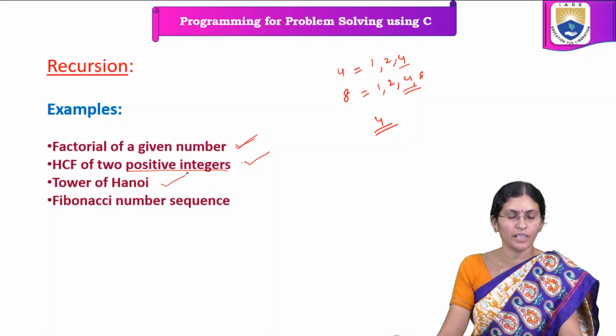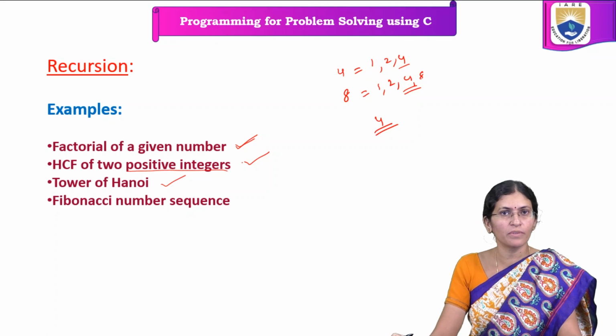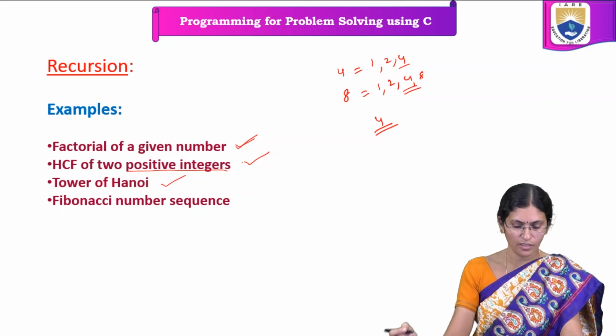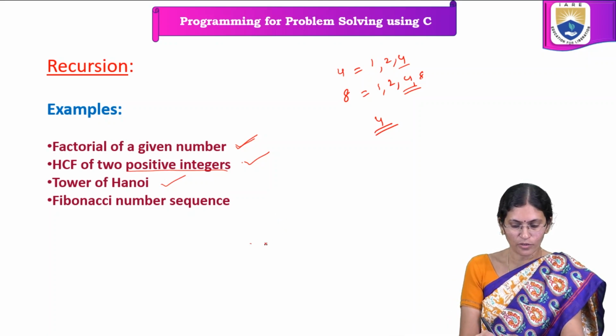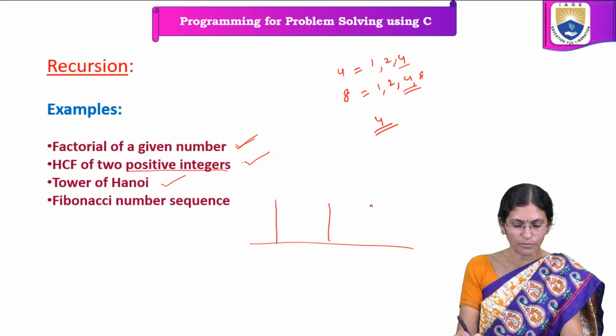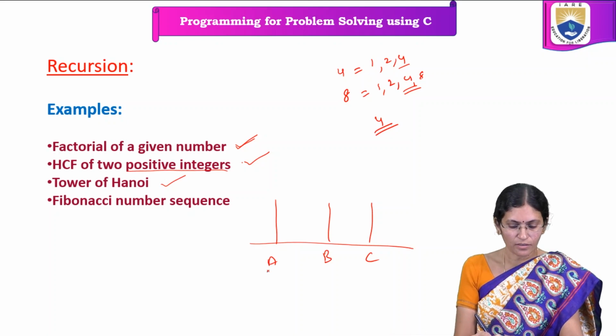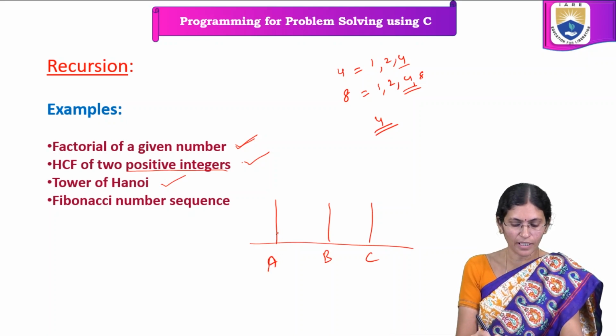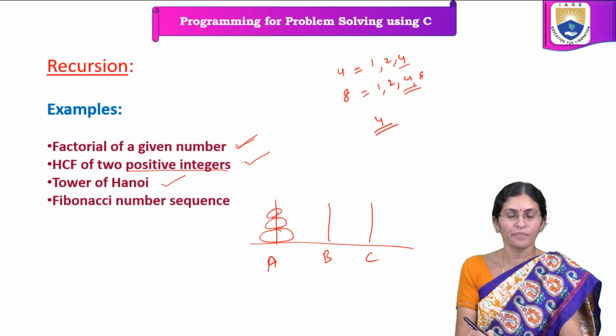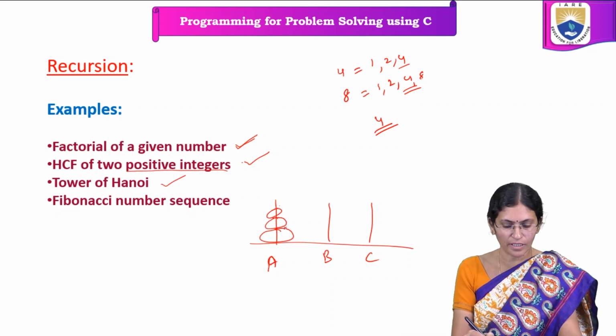Next, we have Tower of Hanoi. This problem can also be stated in terms of a recursive function. What is the problem of Tower of Hanoi? There are 3 towers A, B and C, and on tower A we have a number of discs placed. These discs are placed with their sizes decreasing from bottom to top. Suppose n discs can be placed here; suppose there are 3 discs.